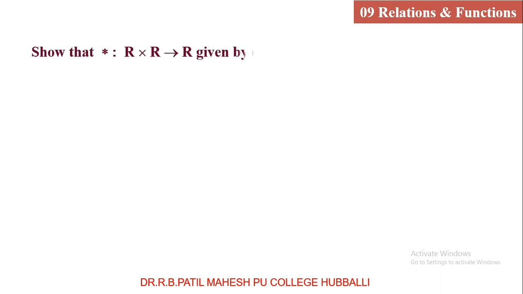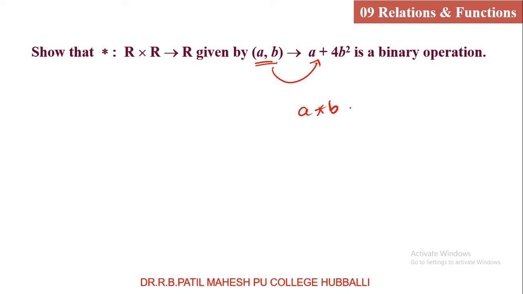Show that star from R cross R to R given by (a, b) implies a plus 4b square is a binary operation. Dear students, R cross R is (a, b). After operating you will get a plus 4b square. What is the operation a star b here? a plus 4b square. If I take 1 star 2, what will it be? 1 plus 4 into 2 square, meaning I am writing a value as 1 and b value as 2, replacing, so that we get the operation.